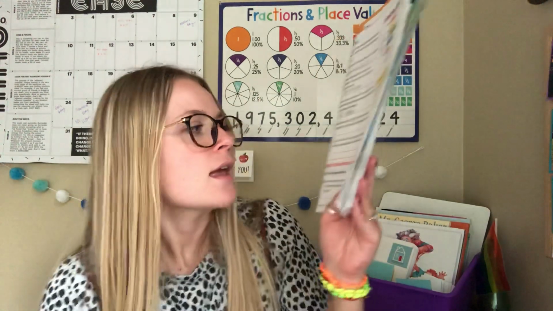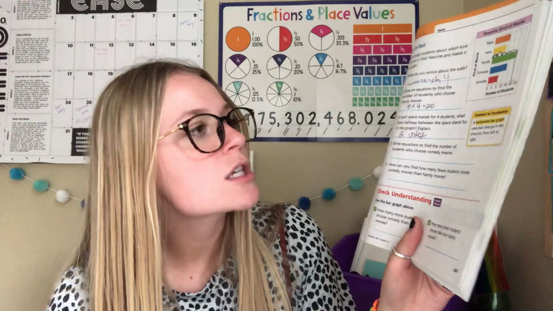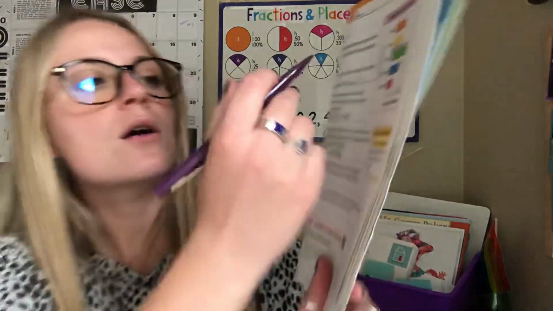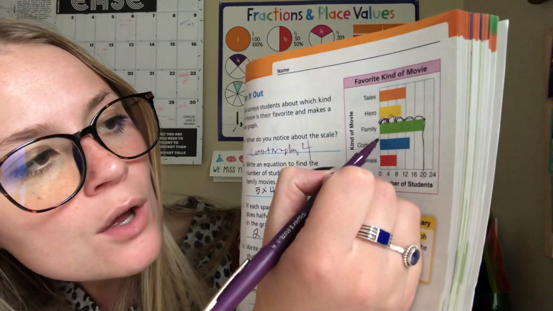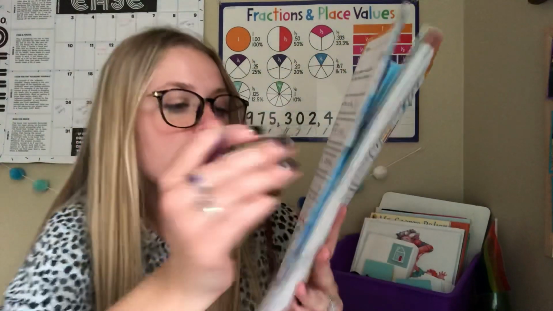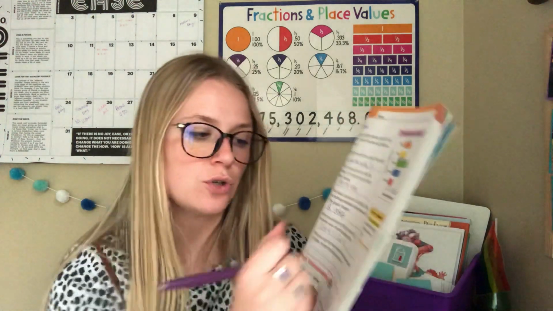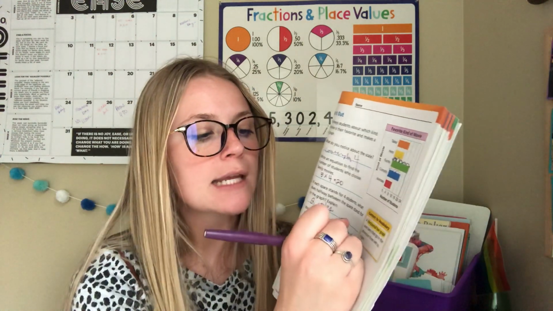Part D, write equations to find the number of students who choose comedy movies. So we have comedy over here, 1 jump, 2 jumps, 3 jumps, and a half. So we would do 3 times 4 equals 12 plus 2, because half of 4 is 2, equals 14 movies.